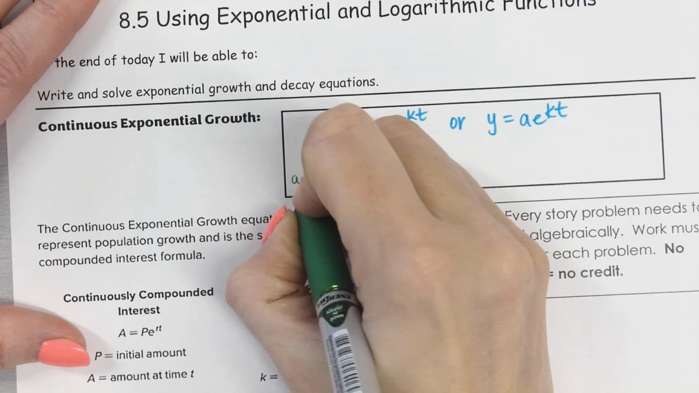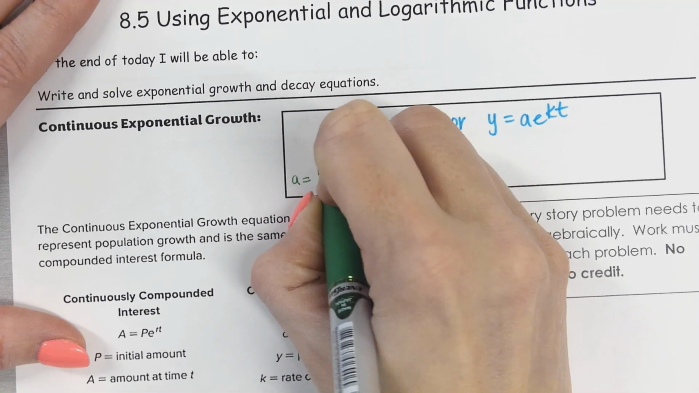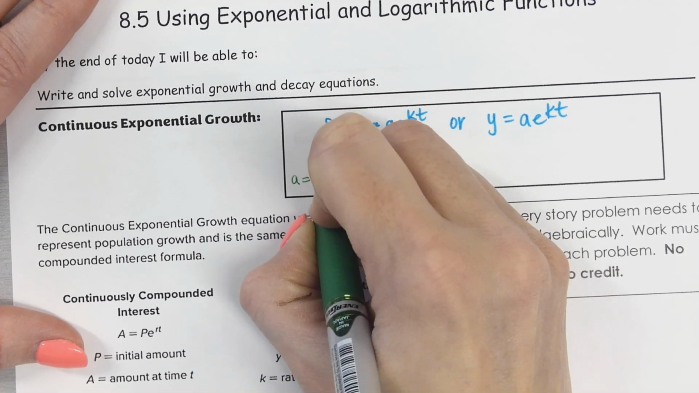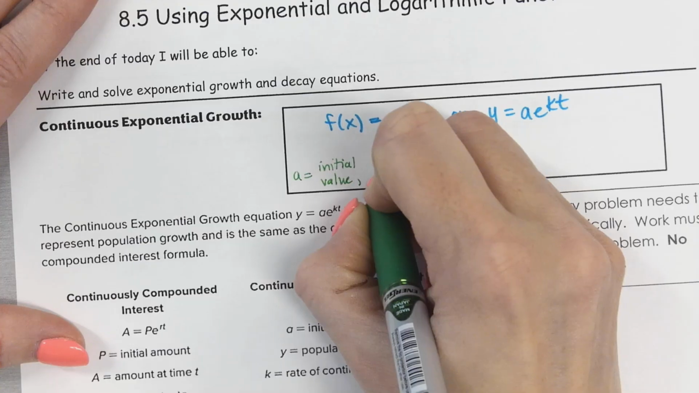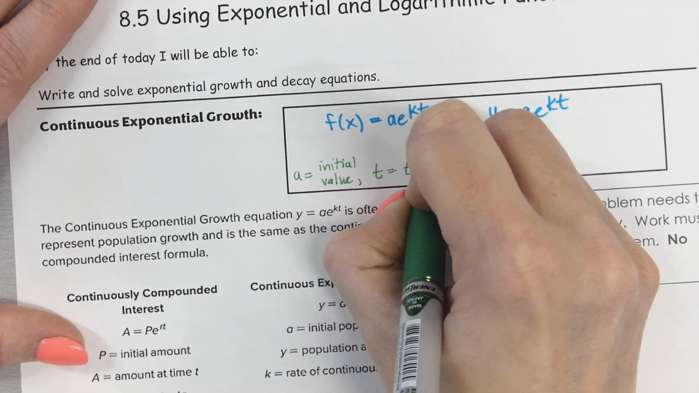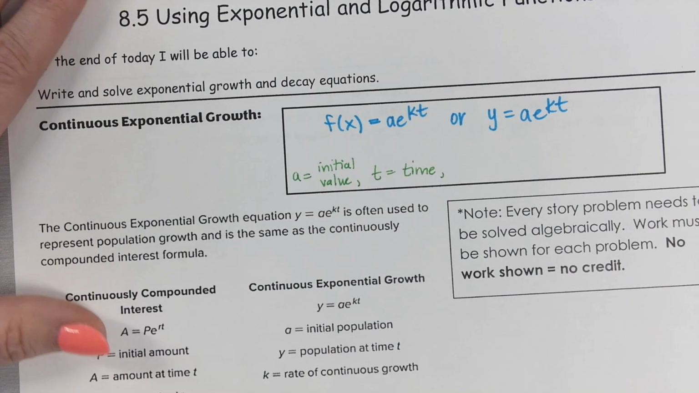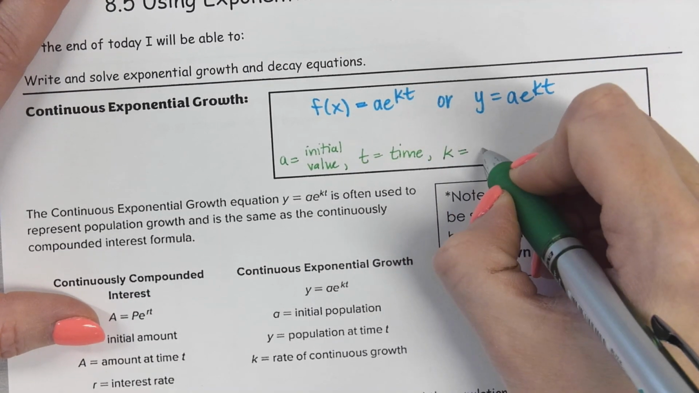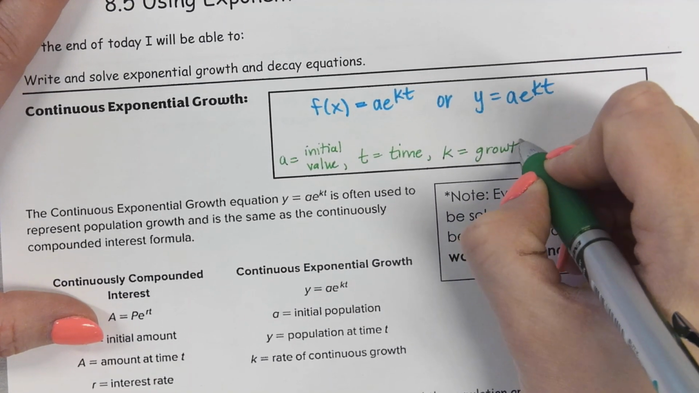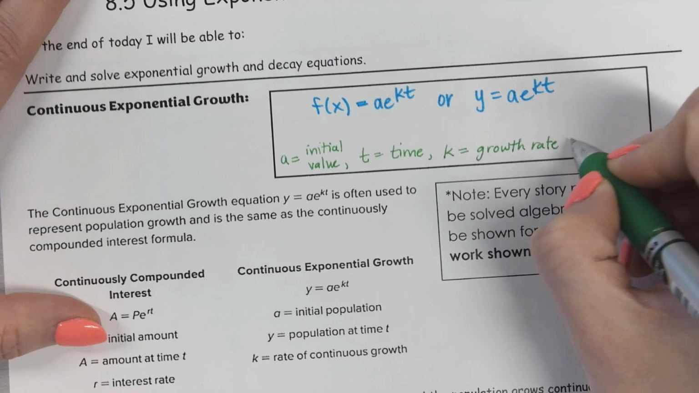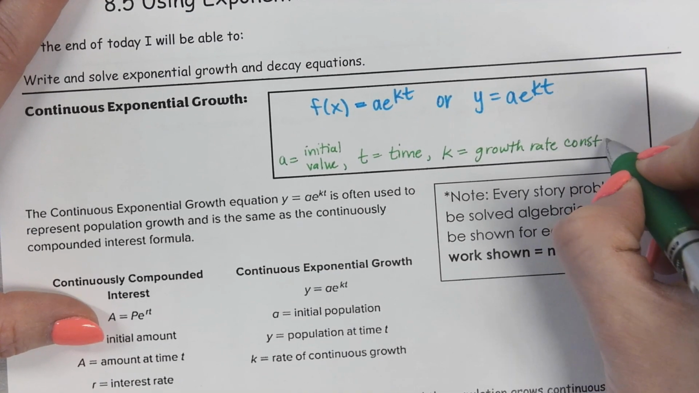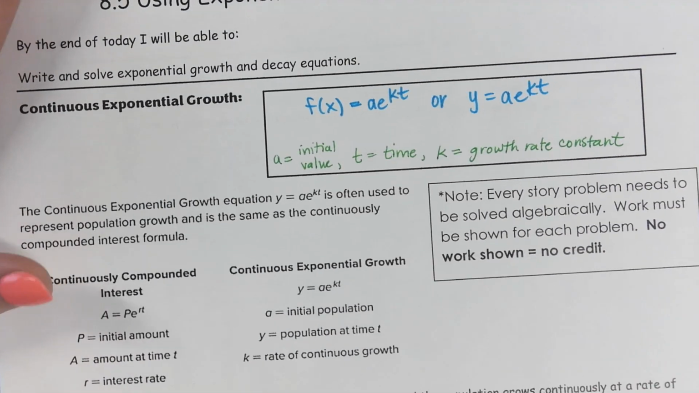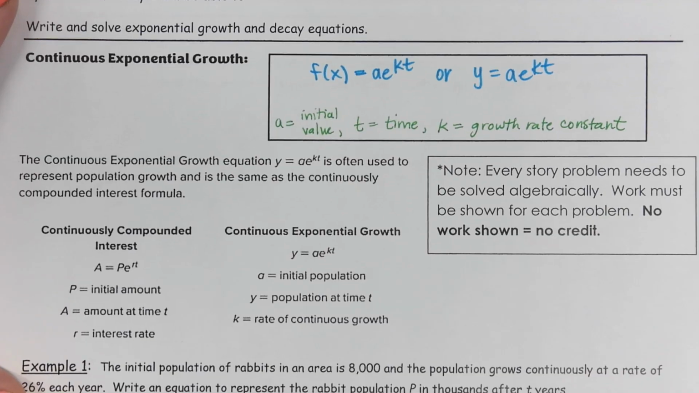So your a is still the initial value. Your t is time. And then this variable k is the growth rate constant. So if it's constant, that means it doesn't change for a given set of values.